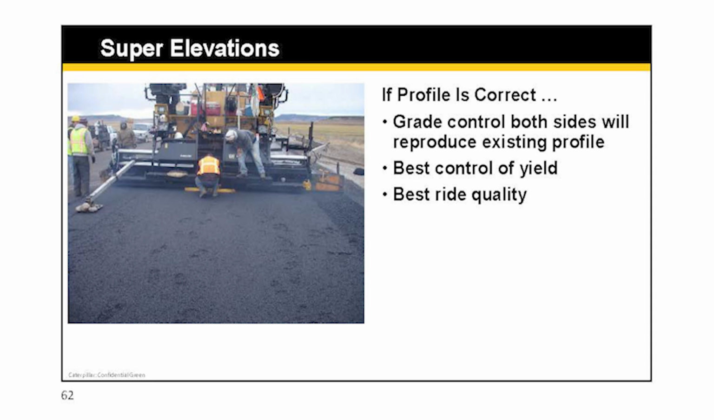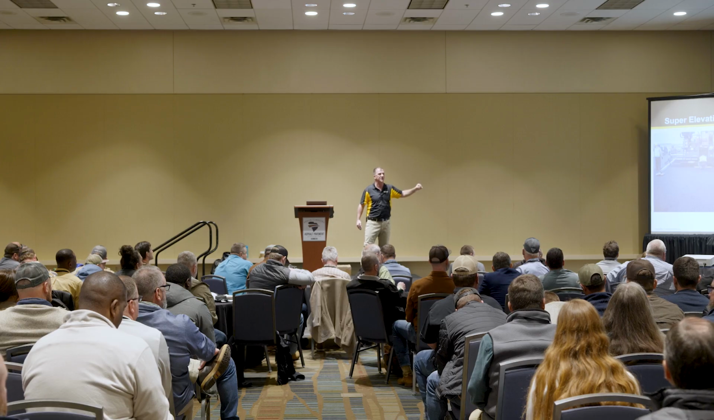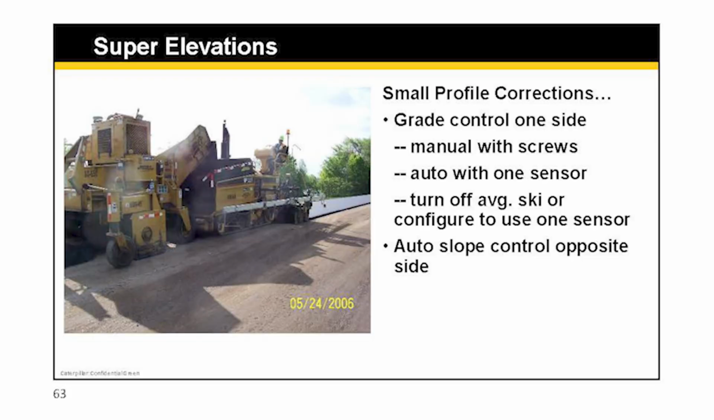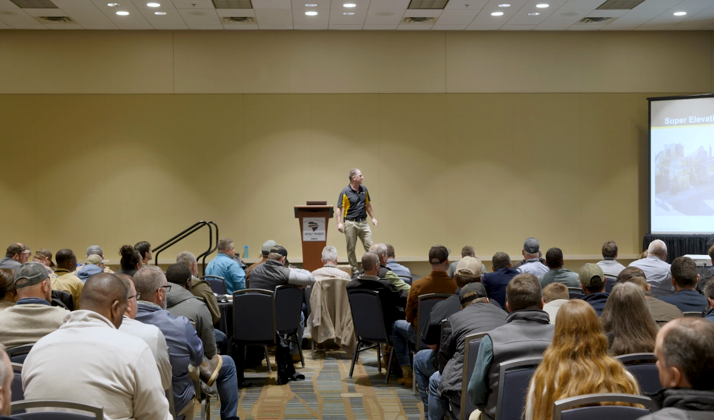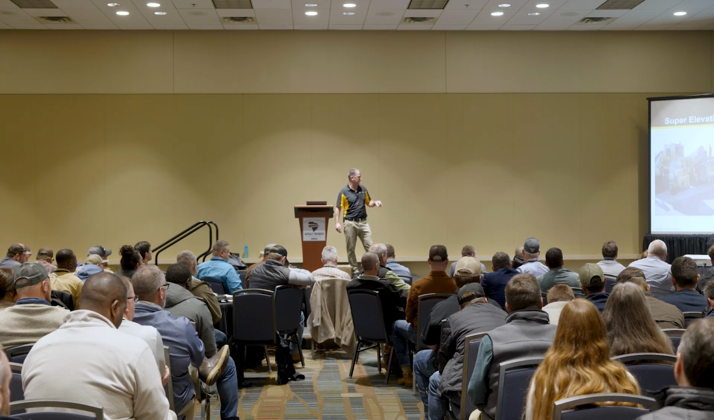So again, there, grade control on both sides. If the base is correct, it's going to give you the best yield or quantity. It's going to give you the best ride. Those small corrections, again, grade control one side, automatic slope on the other side. Here they've got the ski, they just turn it off going through that super elevation, and use a grade sensor, and then slope control on the left side.